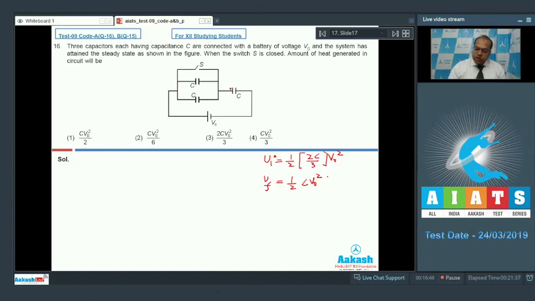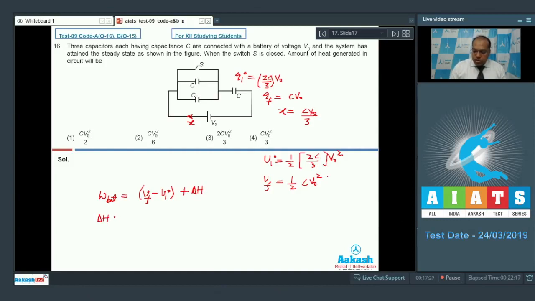If I find out the initial charge on this capacitor, it is C equivalent, so that is 2C by 3 into V0, and the final charge when the switch S is closed is equal to C into V0. So the amount of charge supplied by the battery is X, and the value of X is Q final minus Q initial, which comes out to be CV0 by 3. So we can say that the work done by battery is equal to U final minus U initial plus heat loss. So we have to find out the value of heat loss.